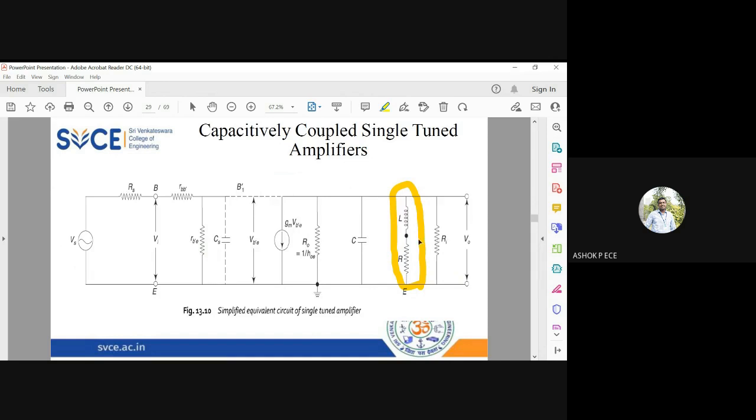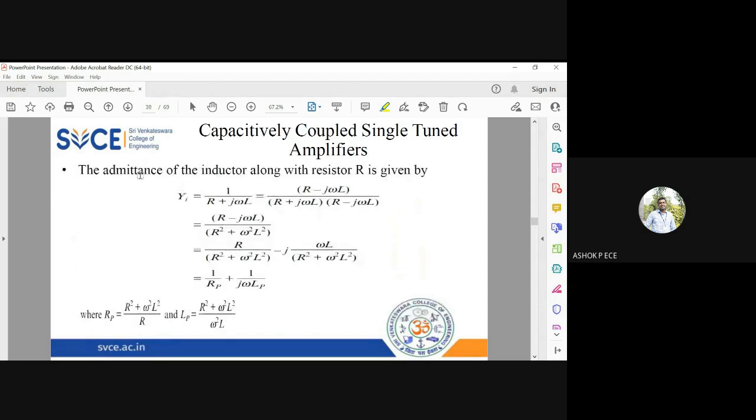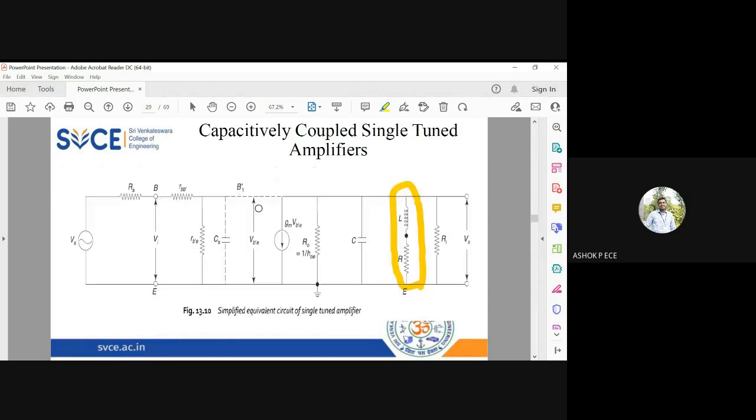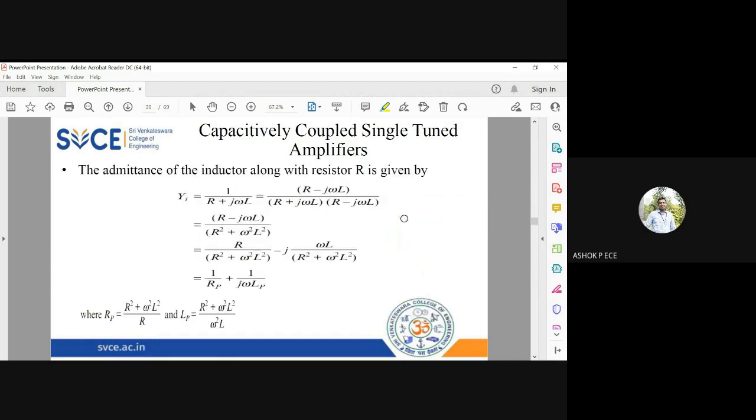So the next step, I'm going to convert the series RL into a parallel RL circuit. Okay, for that you see, this is series, so the impedance is given by R plus j omega L. If you take the admittance, it is 1 by R plus j omega L. So if you want to remove the imaginary term from the denominator, you multiply and divide by the conjugate. So I am multiplying and dividing by the conjugate of R plus j omega L, which is R minus j omega L.